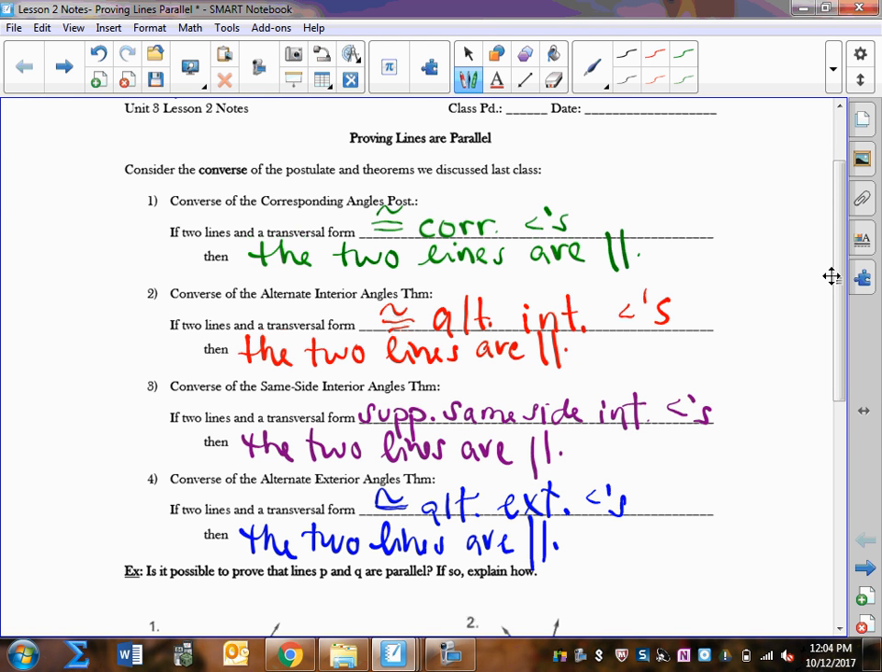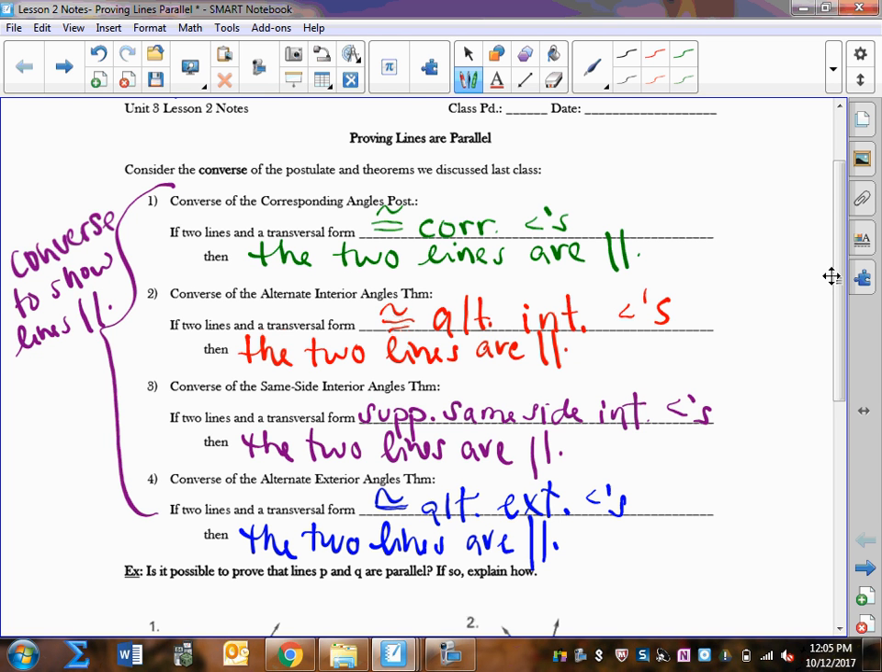postulate. Alternate interior angles theorem, the converse is also a theorem. Same side interior, its converse is also a theorem. Alternate exterior, its converse is also a theorem. Now notice that these 4 are to prove lines are parallel. Okay, so my converse of whichever case we're talking about is to show or prove lines parallel.